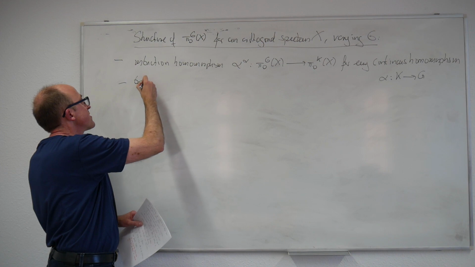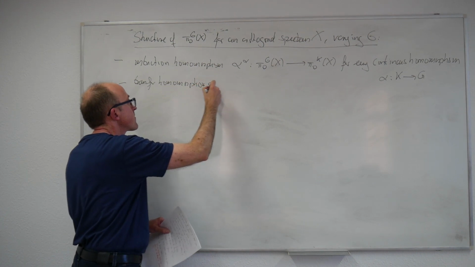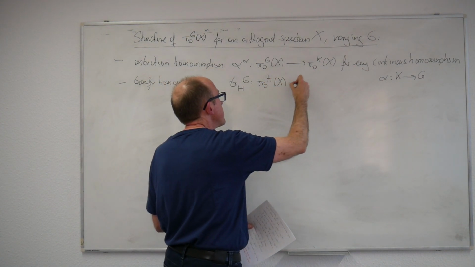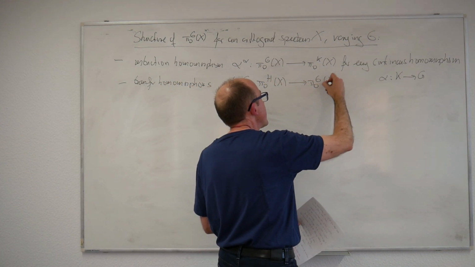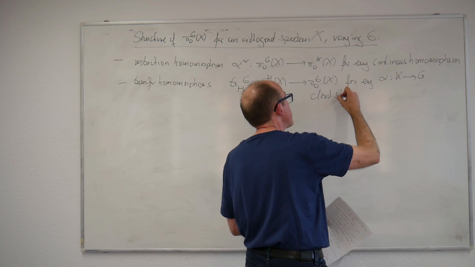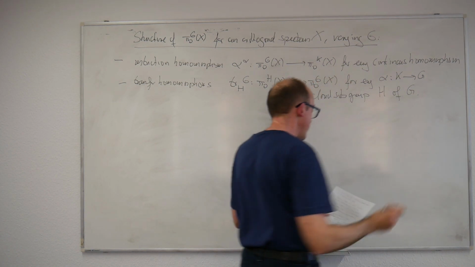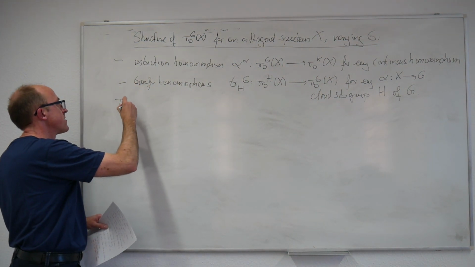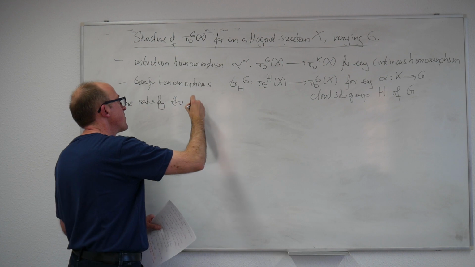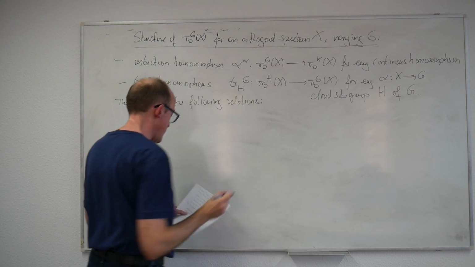Then we have the transfer homomorphisms, the transfer from H to G, which goes from pi 0 H of X to pi 0 G of X for every closed subgroup H of G. And then these satisfy a bunch of relations. The following relations we've seen so far. Okay, so what were these?